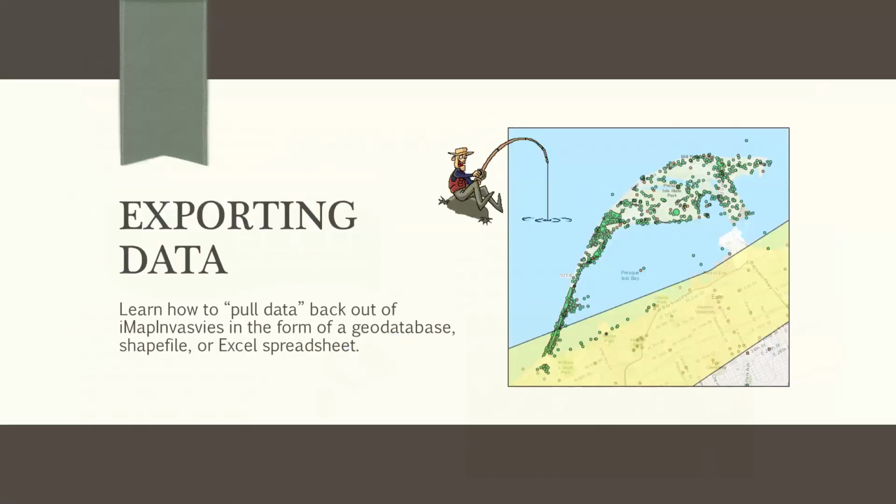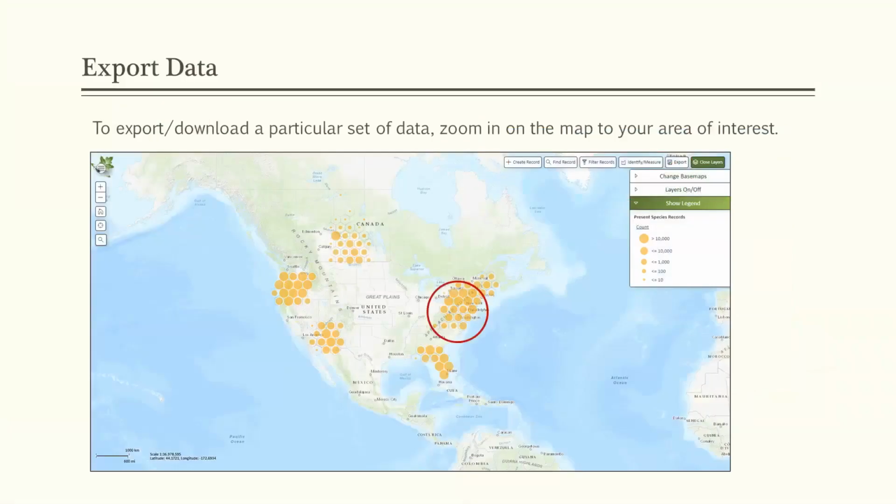Okay, I also want to talk a little bit about how to export data. So again, we have made data exporting easier for folks. You do not have to utilize myself as the administrator to pull data back out. That was the case in iMap 2, but that is different now in iMap 3. And you can pull data out in the form of a geodatabase, a shapefile, or an Excel spreadsheet.